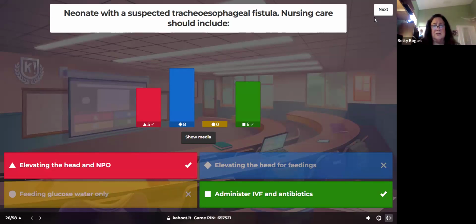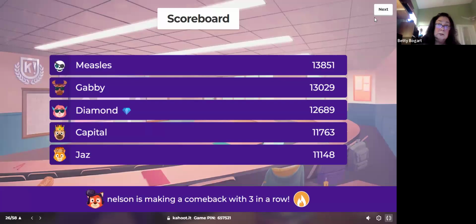Remember, pyloric stenosis, IV fluids, NPO, but there's nothing that's going to come up, so they're not vomiting. You don't need antibiotics. Those two are always mixed up, always.